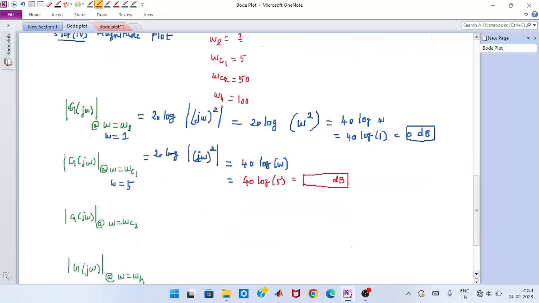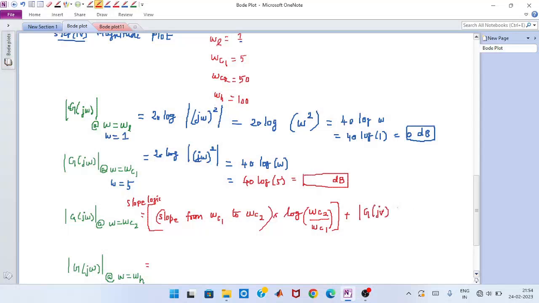Now for g of j omega at omega equal to omega c2 and at omega equal to omega h, you have to follow a logic called slope logic. So you know what is the slope logic? That is the slope from omega c1 to omega c2 has to be multiplied by the logarithmic factor of the current frequency, that is omega c2, and the previous frequency omega c1. Both values have to be multiplied and you have to add the gain or magnitude at the previous frequency. My previous frequency here is modulus of g of j omega at omega equal to omega c1. So this is the formula of slope logic.